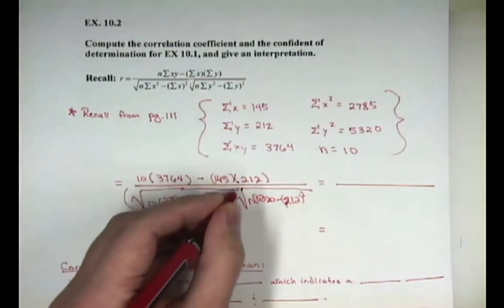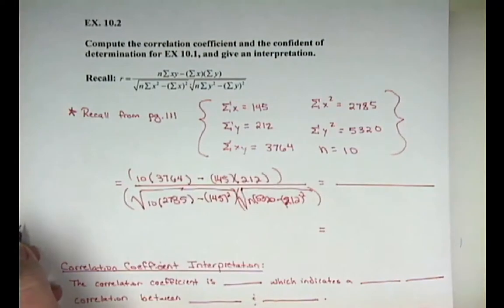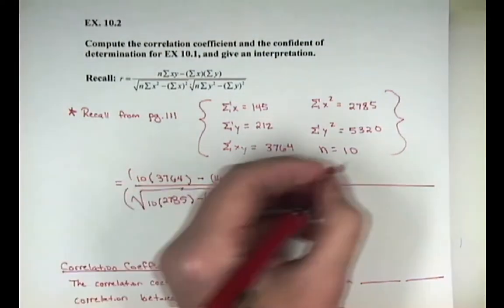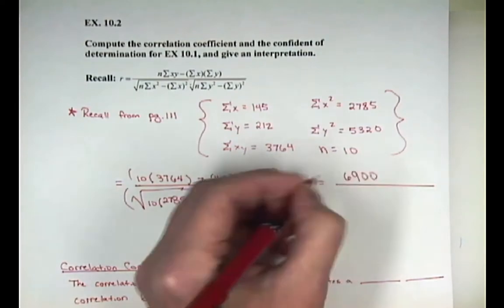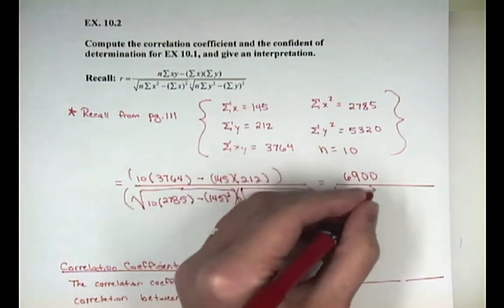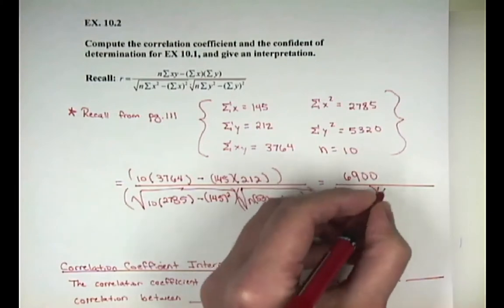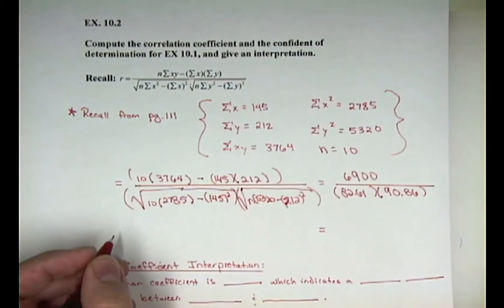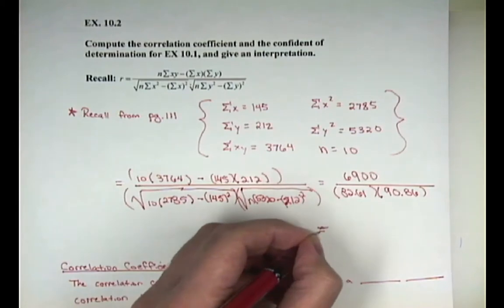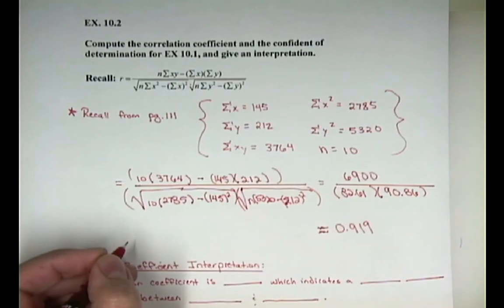Again, watch your computations and your order of operations. If you do the top part, you should be getting 6,900 if you do it in pieces. If you do the bottom square root, that should have turned out to be 82.61. And the second bottom square root should have turned out to be 90.86, if you're breaking it into pieces. You should come out to approximately an answer of 0.919 for r.